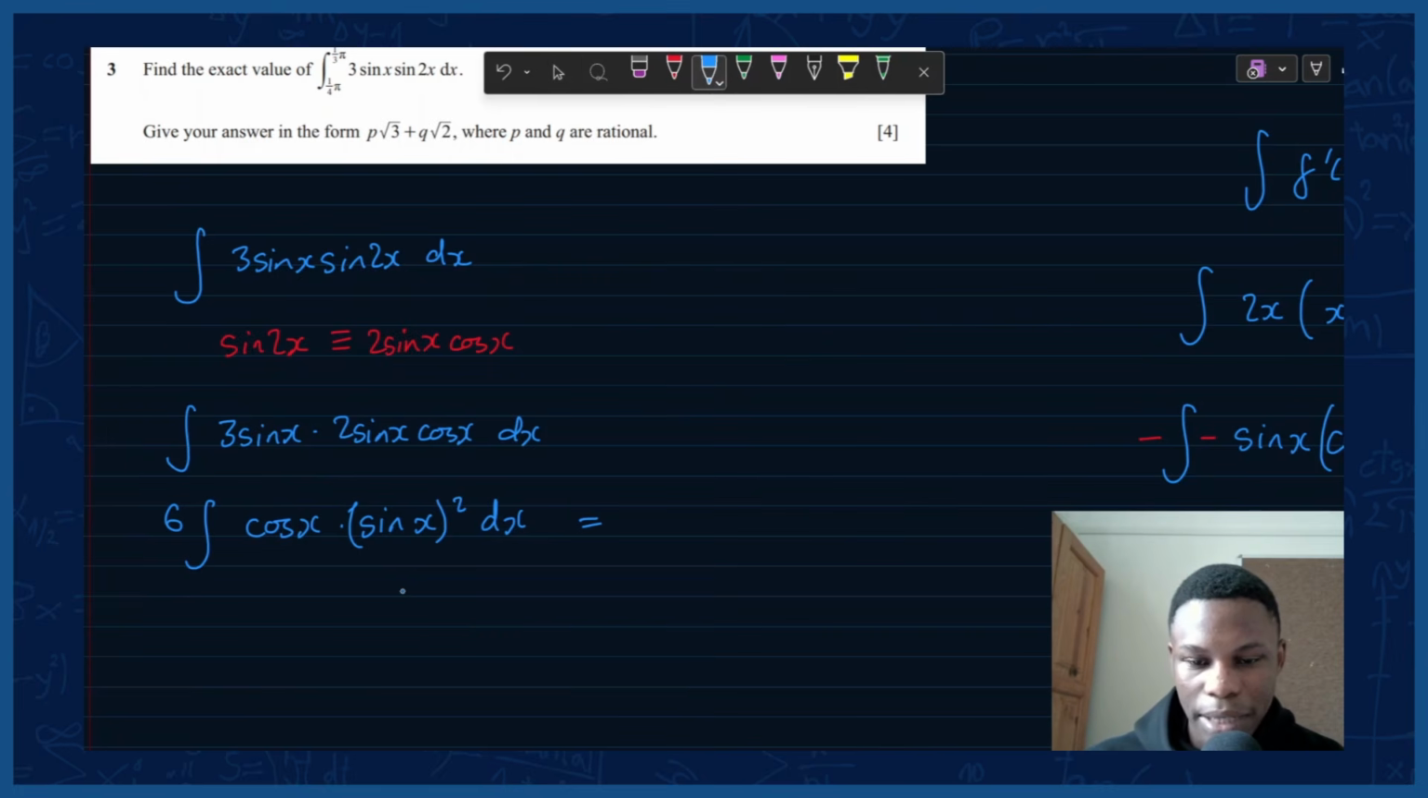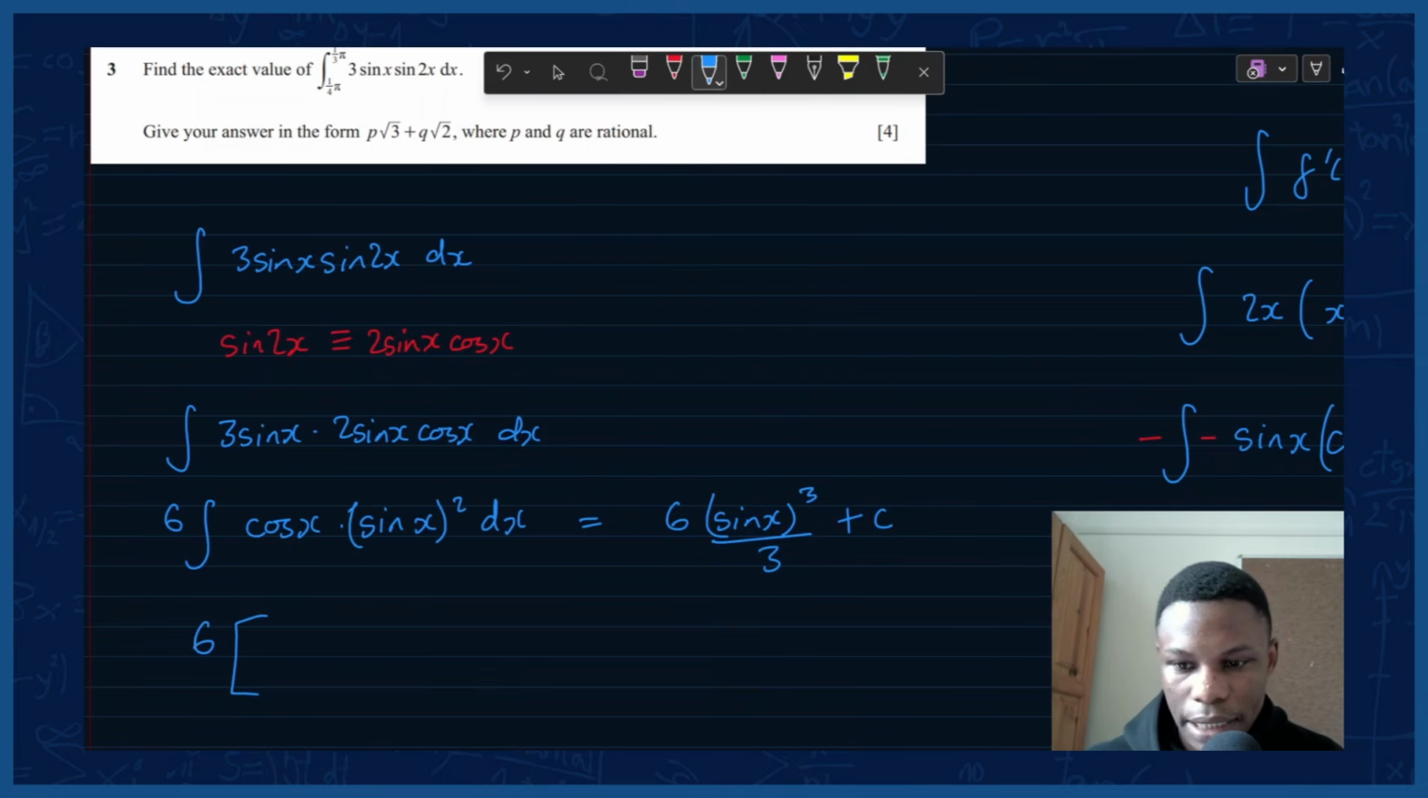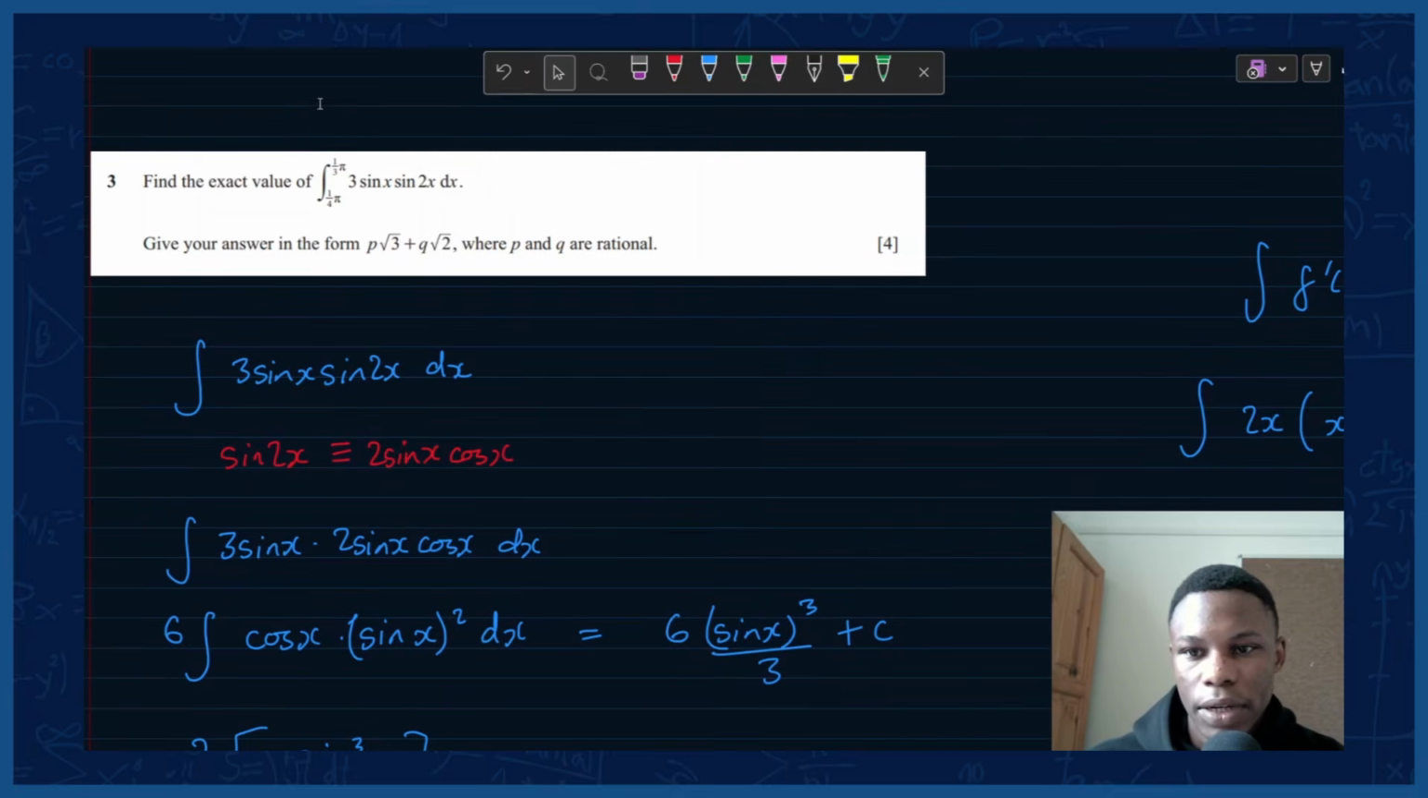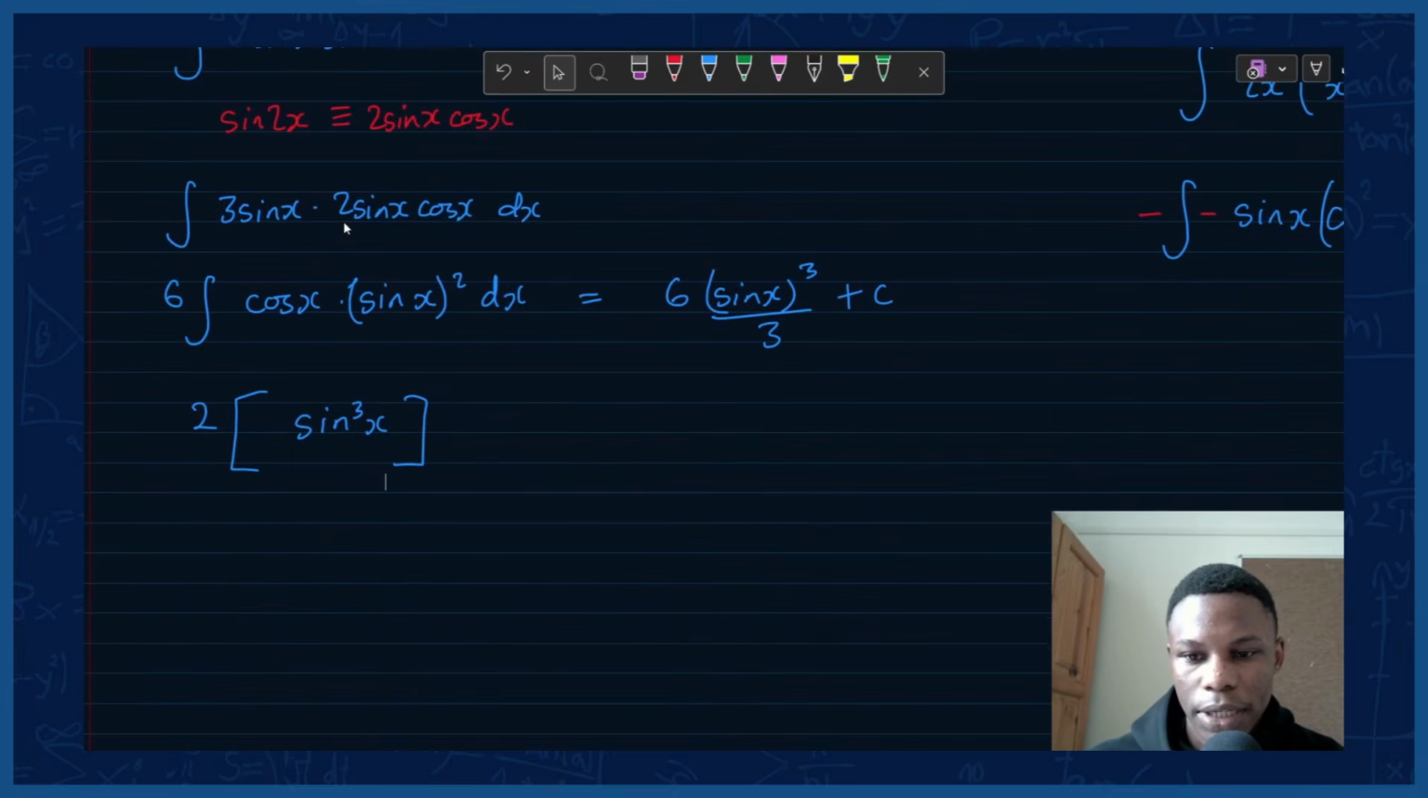So this simply becomes 6 times sine of x, add 1 to the power, that's 3, divide by 3, plus c. So to answer the question, we have 6, in fact this is 6 over 3. We can simplify that, right? It's just 2. So we've got 2, and then our sine x all cubed, which is sine cubed x. And then we can bring in our limits, pi over 4 and pi over 3.